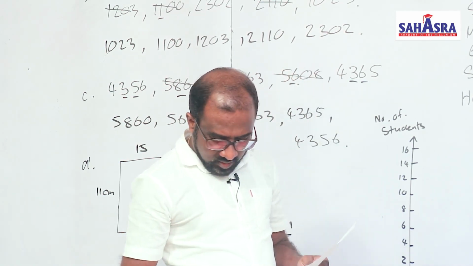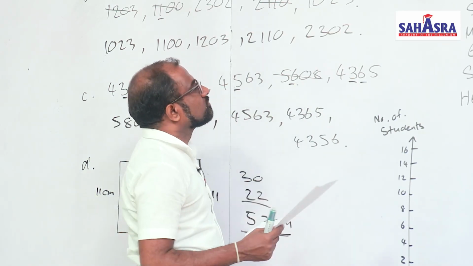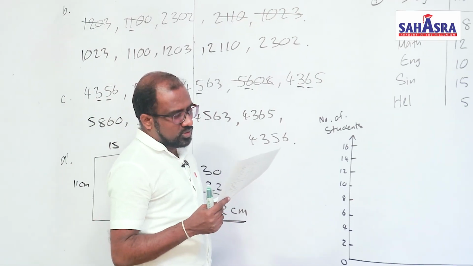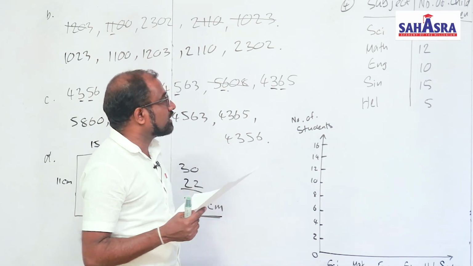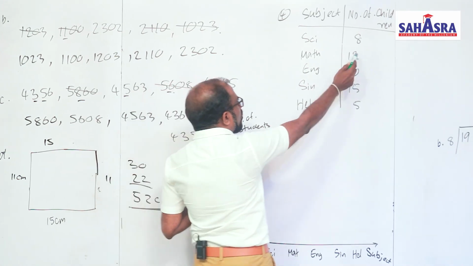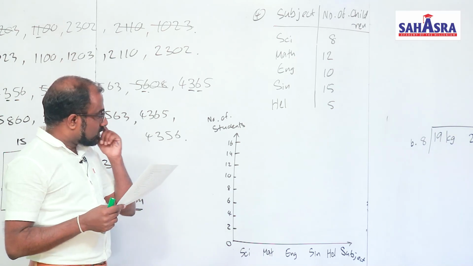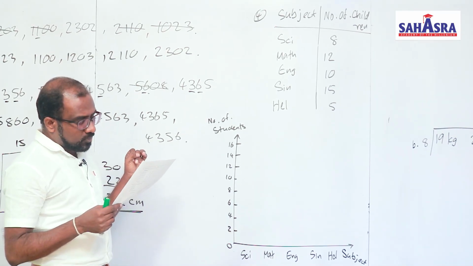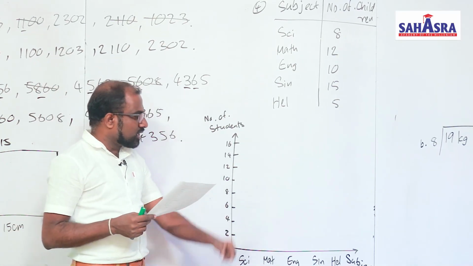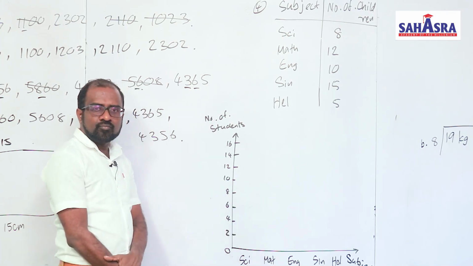Okay, children. Then we'll move to the fourth question. Very easy, bar graph. So I have put the table on the board: the favorite subject of children, science, maths, English, Sinhala, health, and how many students like each subject. What you are asked is to show the above data on a bar graph. Sorry, not a picture graph. Bar graph. I have drawn the axes of the bar graph.